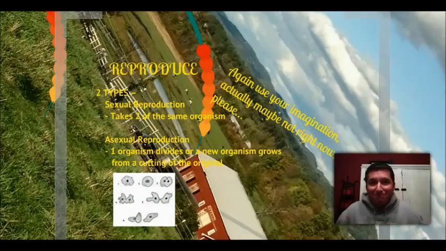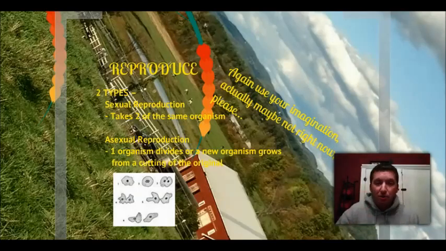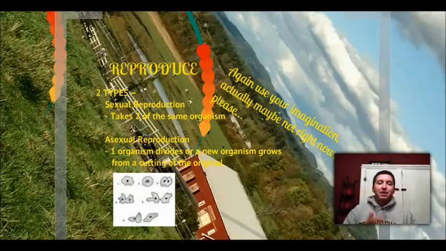Reproduction. Again, sorry, not giving you a video on that. But there's two types. You have sexual reproduction, which involves two of the same organism to be successful. And asexual reproduction is just one organism that typically just divides. Sometimes an organism will go from one and just divide into two, like the picture shows you in the bottom left-hand corner of your screen.